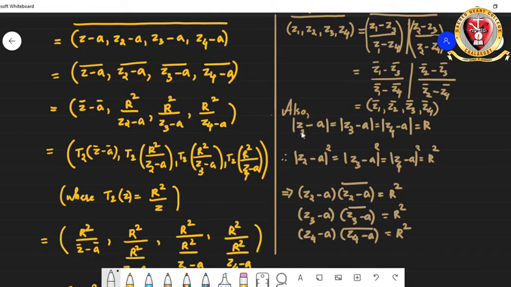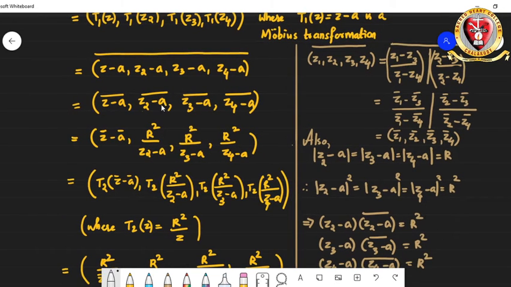You know that z2, z3, z4 are lying on the circle gamma. That means the modulus of z2 minus a is equal to the modulus of z3 minus a is equal to the modulus of z4 minus a, which is equal to r, right? If you apply squares, that will be r square, and from that you get (z2 minus a) into (z2 minus a) bar is equal to r square, (z3 minus a) into (z3 minus a) bar is equal to r square, and (z4 minus a) into (z4 minus a) bar is equal to r square. So instead of (z2 minus a) bar, we can write r square divided by (z2 minus a).